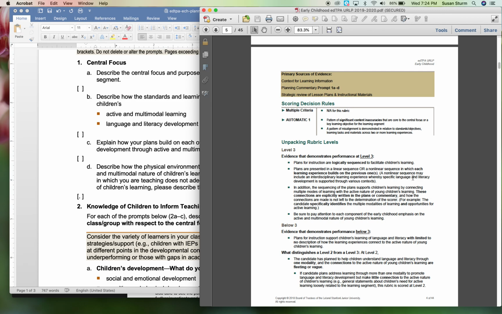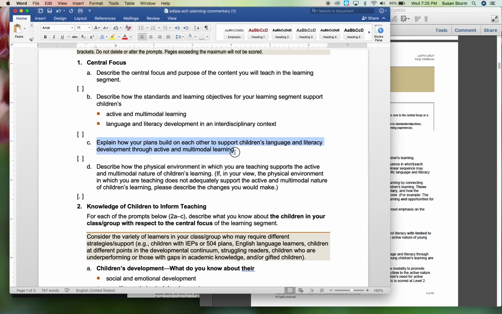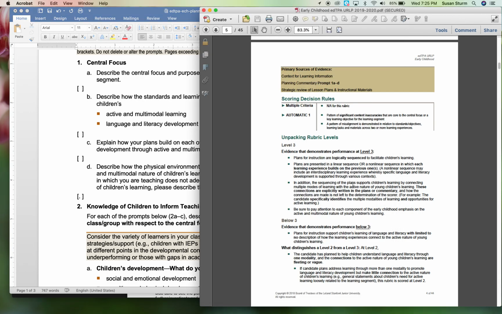In addition, the sequencing of the plan supports children's learning by connecting the multiple modes of learning with the active nature of young children. These connections are explicitly written into the plans or the commentary, and how the connections are made is not left to the determination of the scorer. So, for example, the candidate specifically identifies the multiple modalities of learning and opportunities for active learning. That is all about this one and a little bit about this one. So you really got to have part C be quite extensive. You can see how much of the rubric is relying on part C.